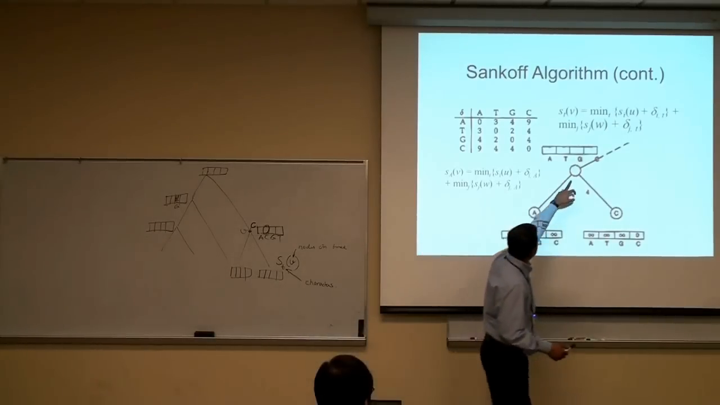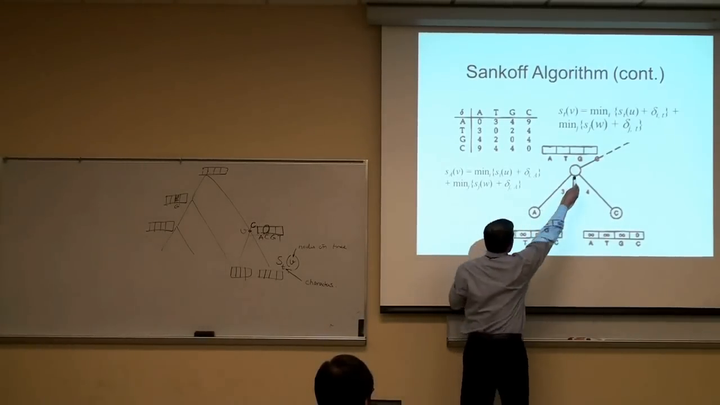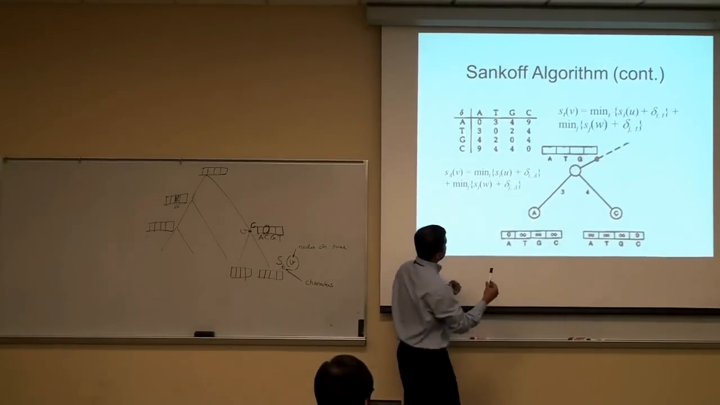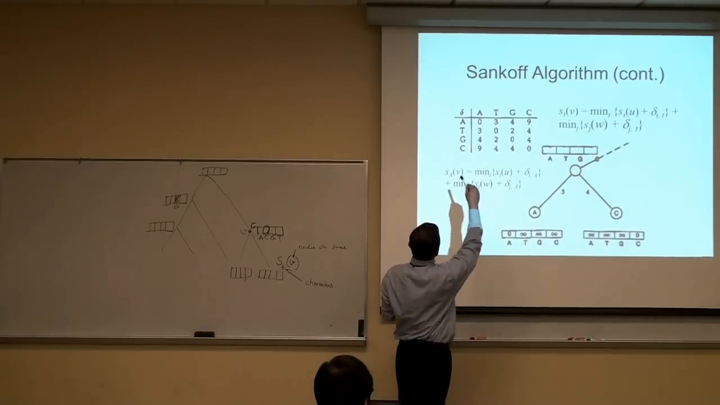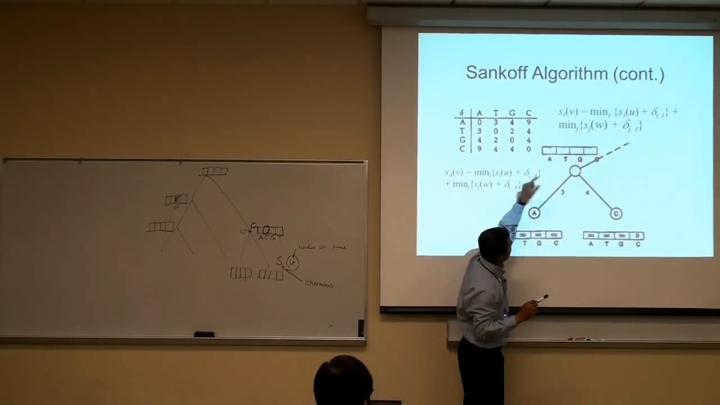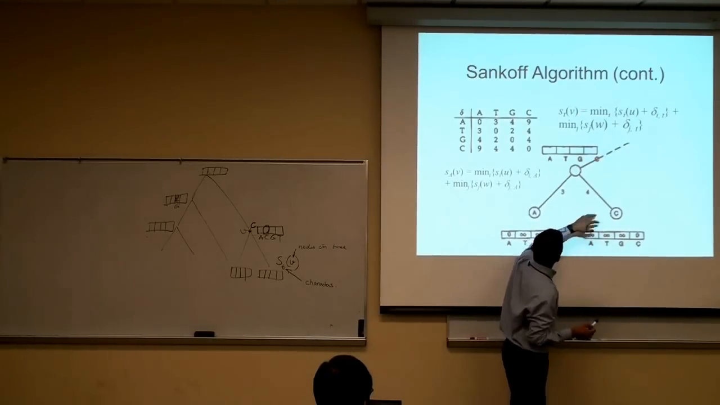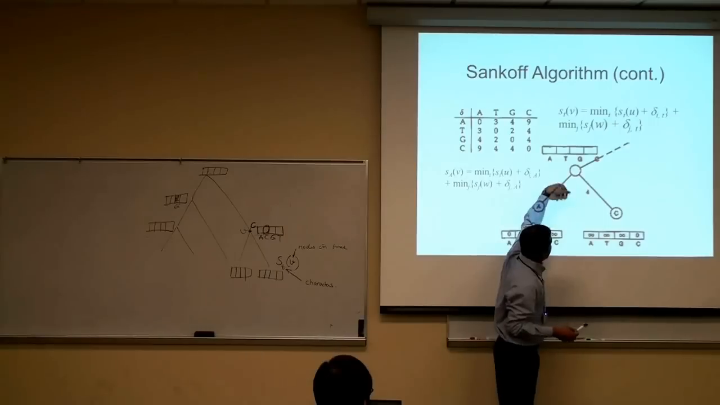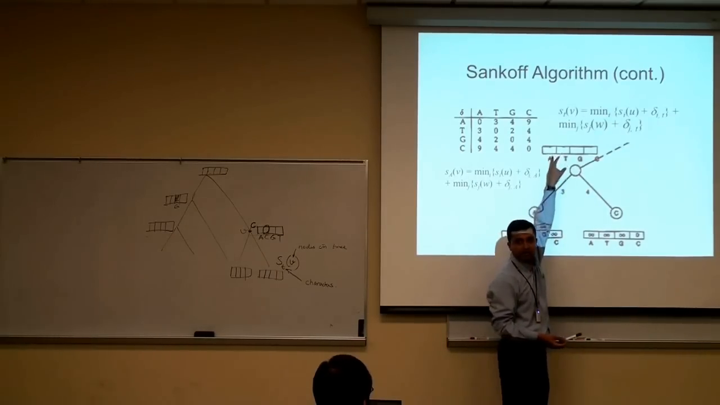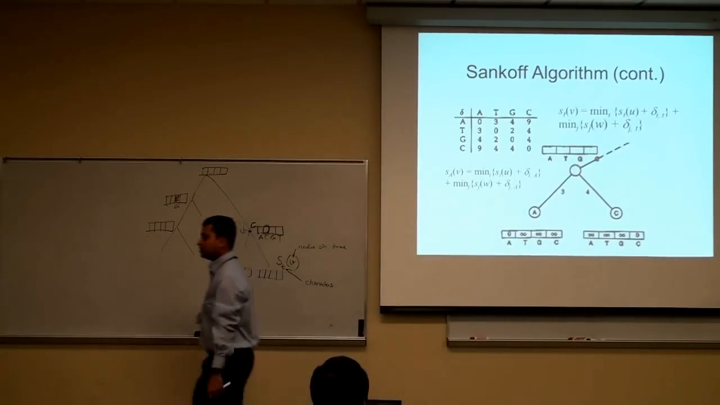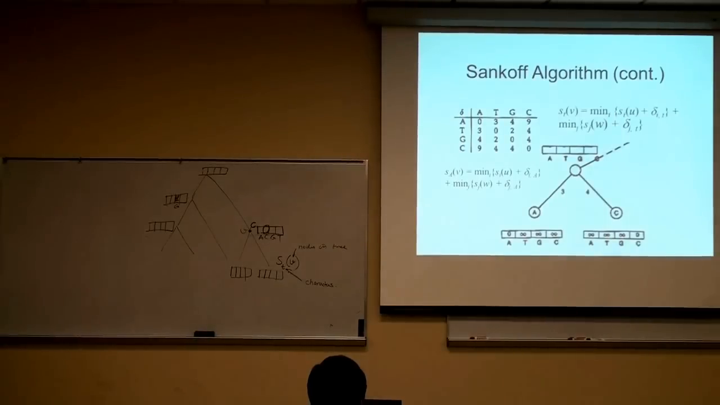If you put a T here, then the minimum for this part is going to be T to A, which is how much? 3. That's what's shown here. And T to C is 4. So 3 plus 4, and then you'll put a 7 there. Okay? And so on.